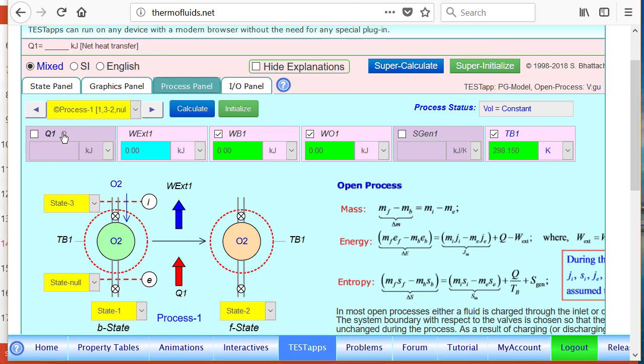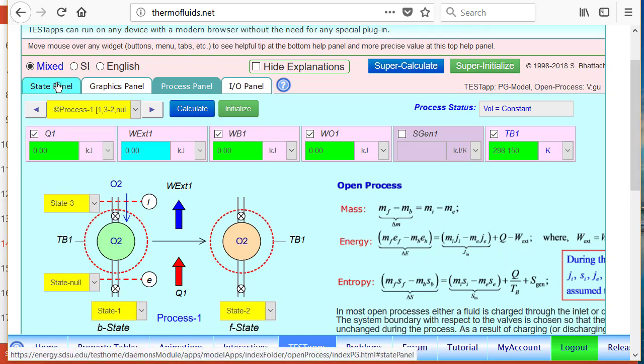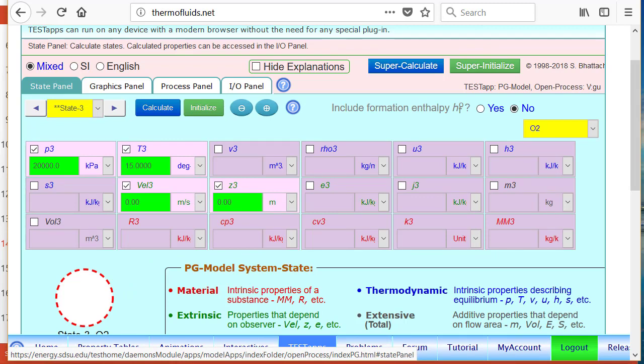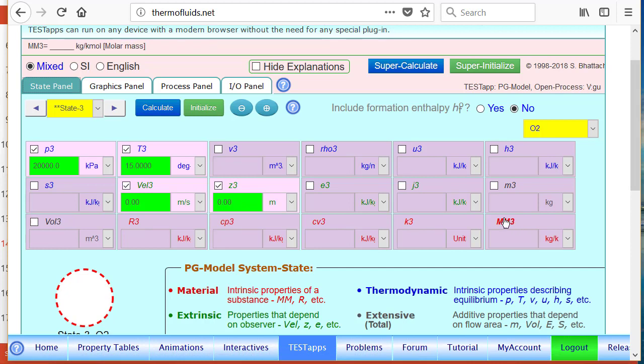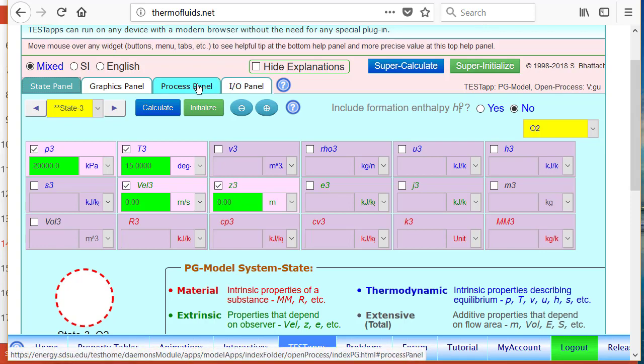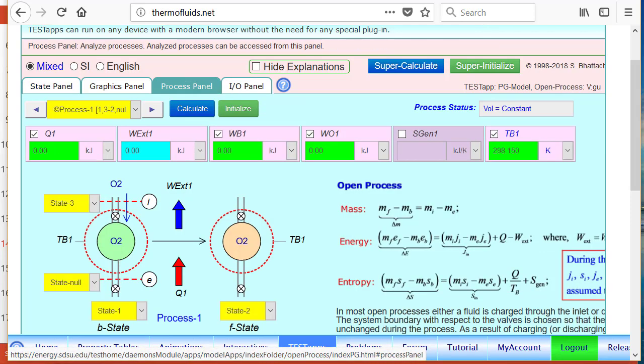Suppose we set Q equals 0 and do a calculate. The equations will be unable to substitute. You'll notice state 3 is not populated. If there was sufficient information, suppose the mass was known, then E would have been substituted here. So how do you solve such a problem when TEST doesn't iterate among the mass and energy equations enough to solve that problem?